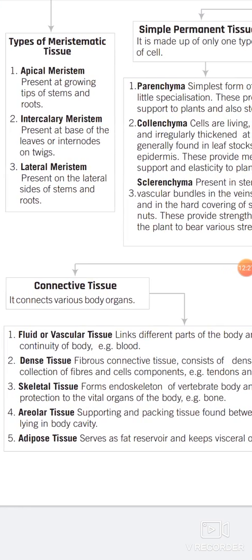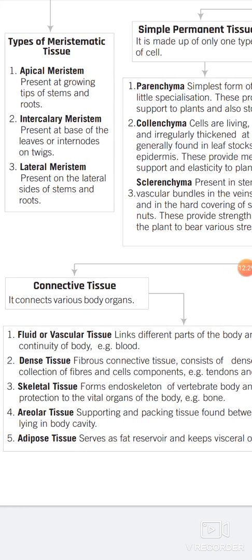Whereas what is the function of the WBC? It is the defense system of our body. It fights with the bacteria and viruses which enter our body. So the first type of connective tissue is fluid tissue. What is the function of the platelets? Platelets help in the clotting of the blood. So these are the fluid tissue.